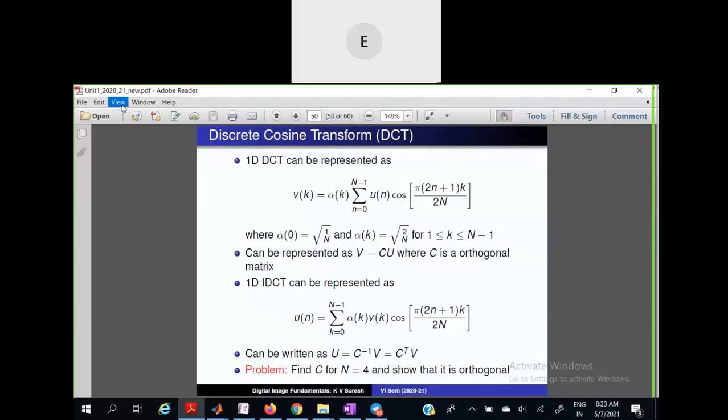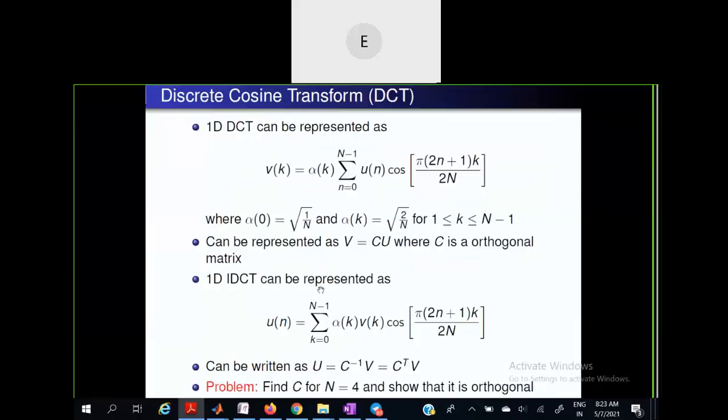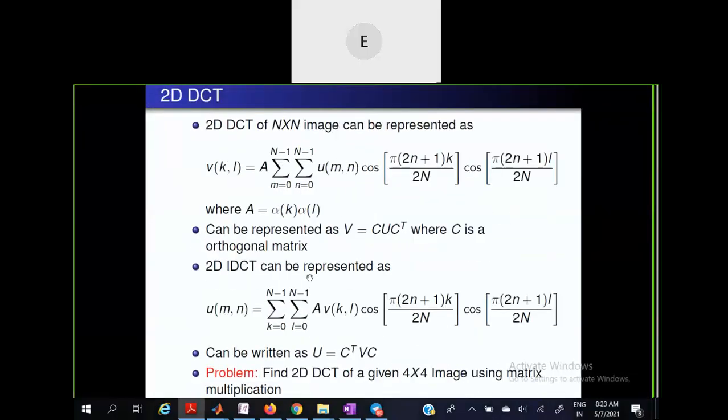Now how do we use this matrix for 2 dimensions? Same principle. Now observe, this is for a 2-dimensional DCT. That means this is for an image, and the assumption is it is a square image, n cross n. And the formula for forward transformation is this. There is a constant A which can be calculated by this formula, alpha of k into alpha of l. The summation is from 0 to n minus 1.